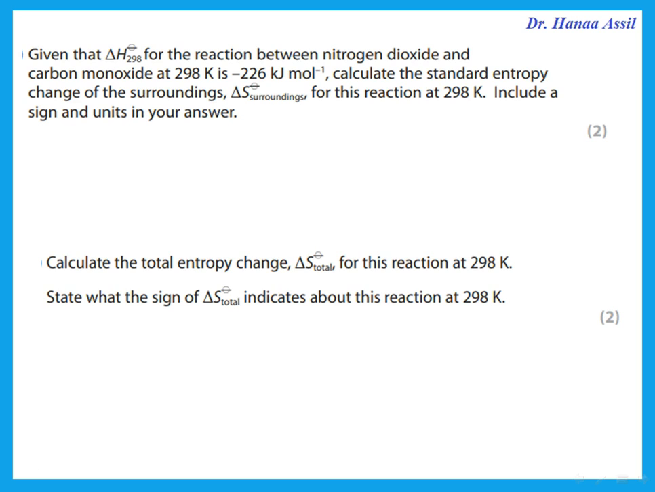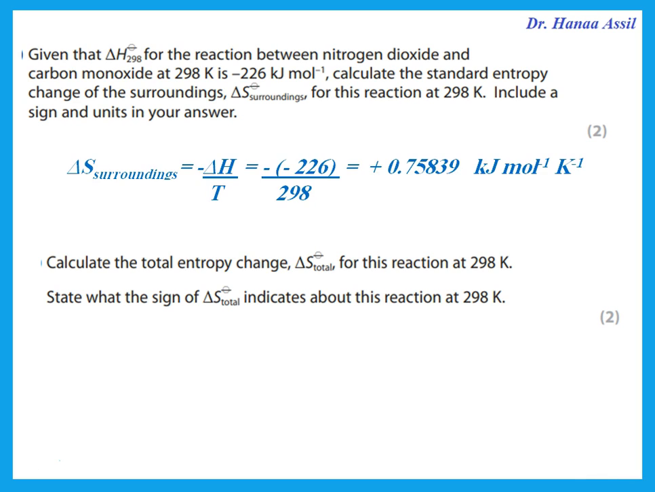Then he says, given that delta H for the reaction between nitrogen dioxide and carbon monoxide is this, calculate the standard entropy change of surroundings. Another equation that you should remember is the fact that delta S of surroundings is minus delta H over T. So the change in entropy of the surroundings is minus delta H. He gives me delta H is minus 226, so this is minus of a negative number, so my overall answer is positive, over the temperature, which has to be in Kelvin.